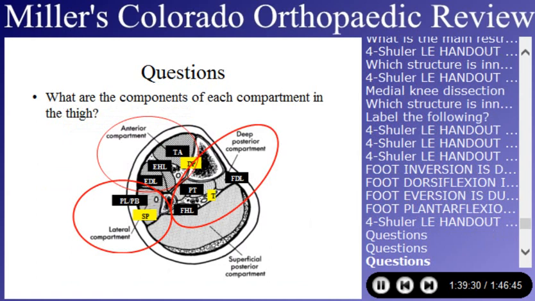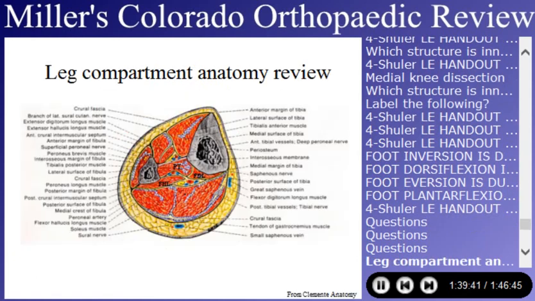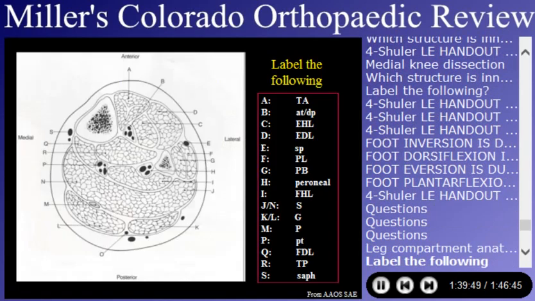Key testable item is always the deep posterior compartment. And the way you get your orientation, just know the most lateral structure, which is the FHL. They'll show a diagram, and I'll show you a particular test question that was very interesting, where all they want you to do is know what the components are in the deep posterior compartment. Once again, I provided this for you to label. This was a diagram from back in 1992.